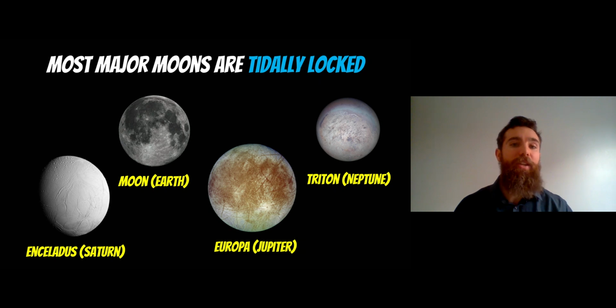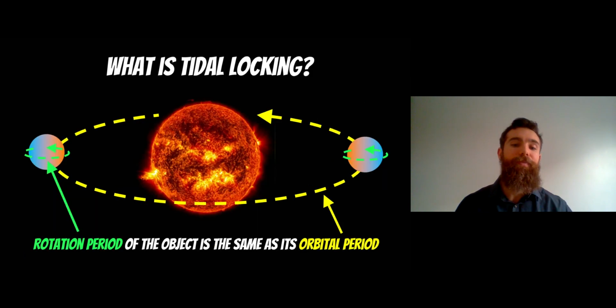Now, most major moons in our solar system are already tidally locked. So Enceladus, which is Saturn's moon, and the Moon, which is obviously ours. We should be aware that it always has the same face facing towards us. Europa, which is a moon of Jupiter, Triton of Neptune. There's actually lots more than that that are tidally locked, but that's just an example, really. So all of those major moons are tidally locked.